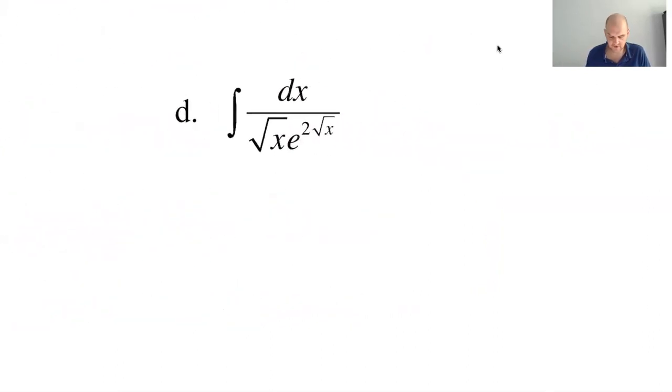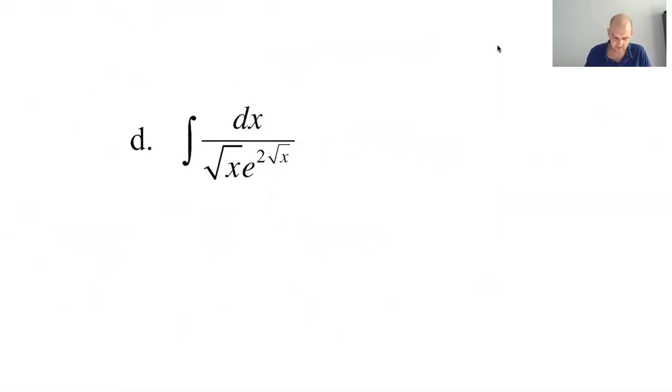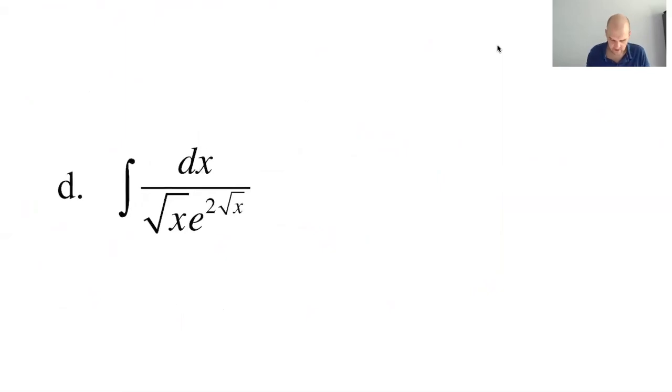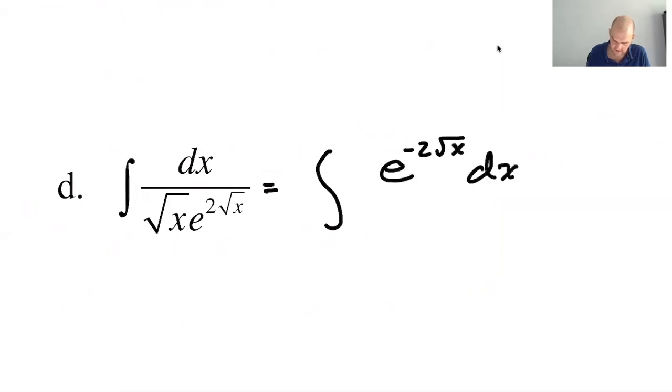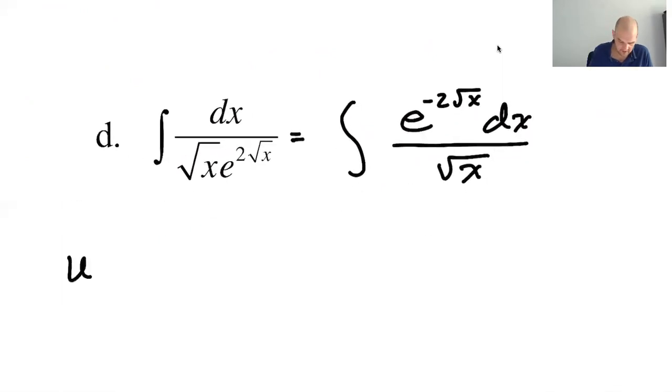More work, less work, it doesn't really matter. You just kind of go for it. What am I going to make u equal here? This one's not as obvious. I see an exponential. I'm inclined to make it the exponential. I'm actually kind of inclined first to rewrite this as e to the -2 root x dx over root x. All right, I just wanted to do that. And then I'm going to make u equal the exponential.